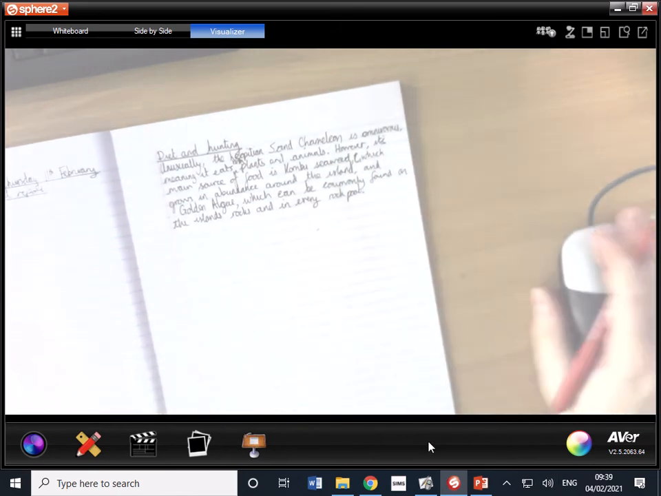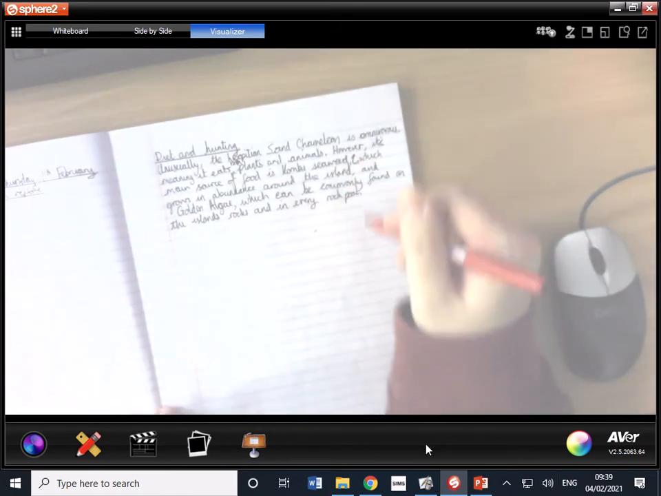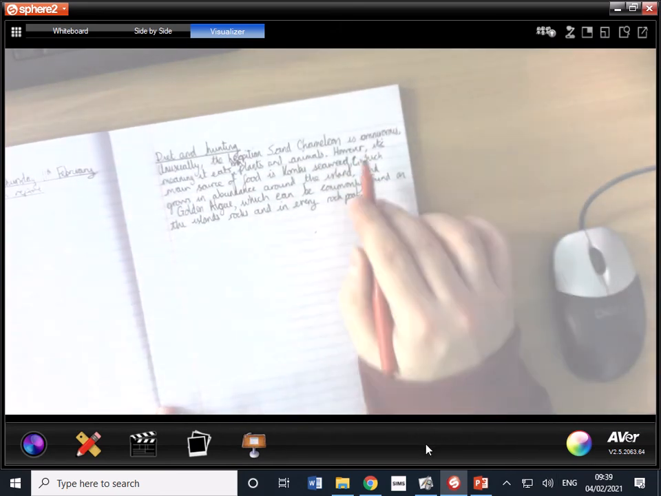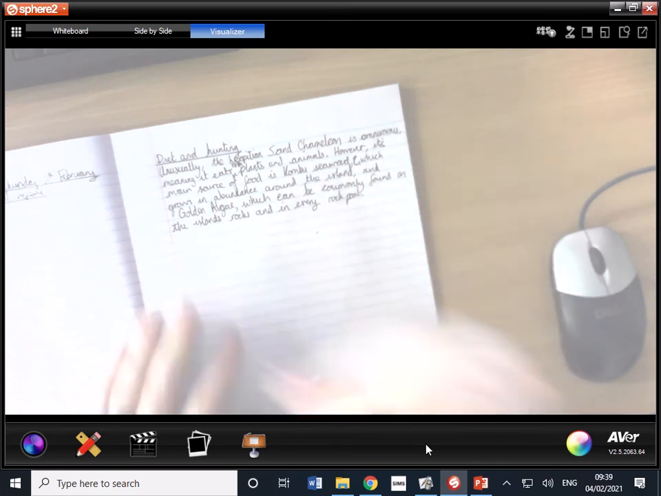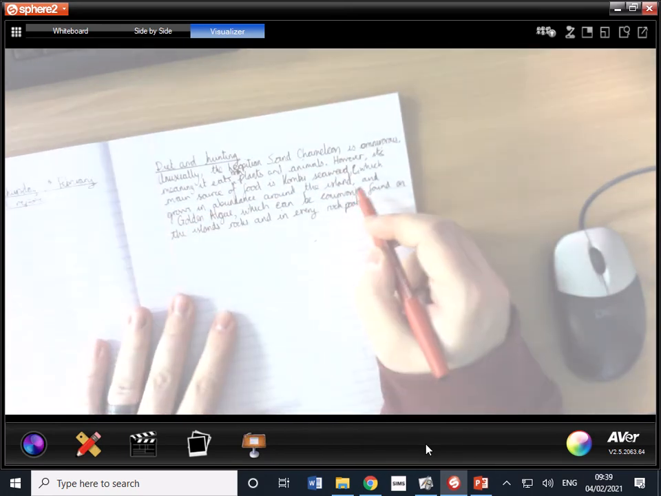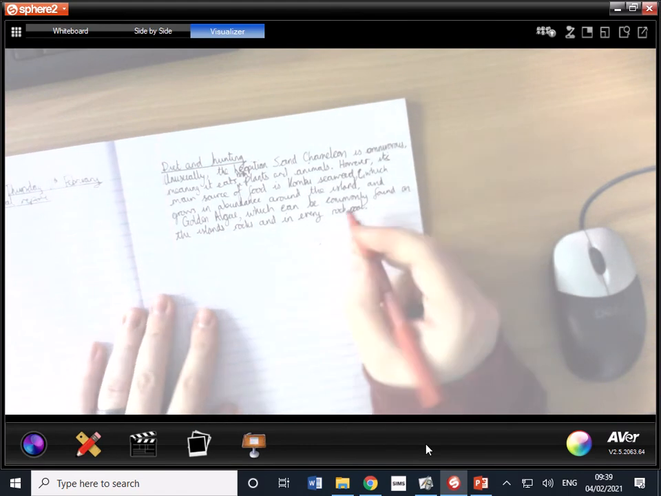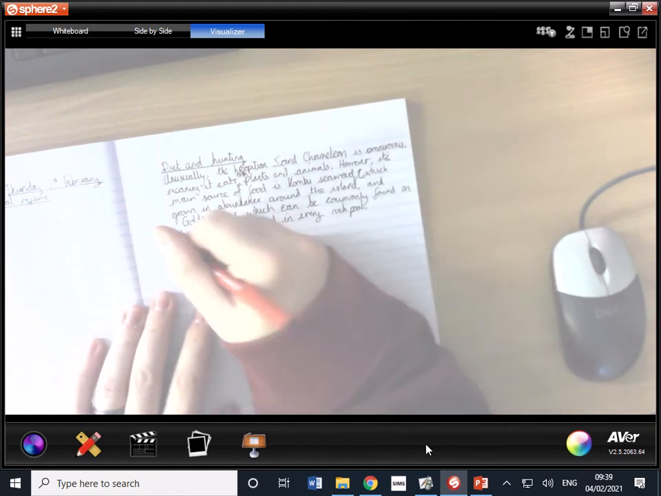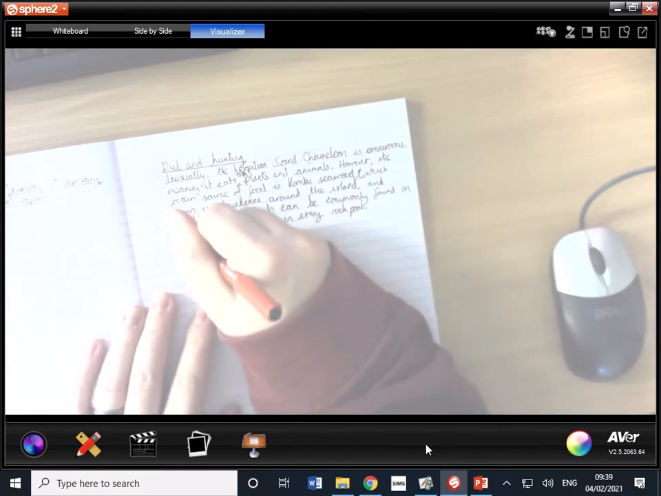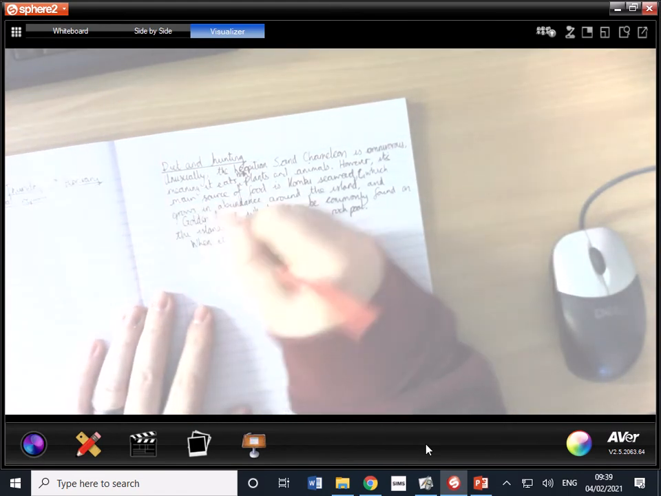Full stop. So that's just me talking about its main source of food, the seaweed there. Now I'm going to carry on because I'm talking about its herbivorous side. So now I'm going to say how it forages for the seaweed. I'm just going to put when it is low tide, starting with that conjunction opener.